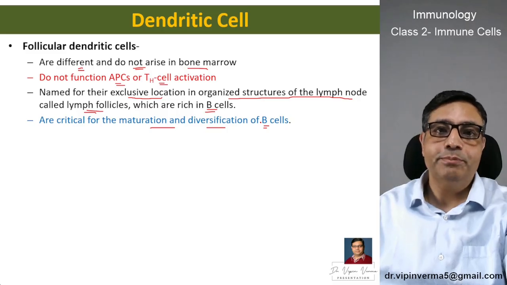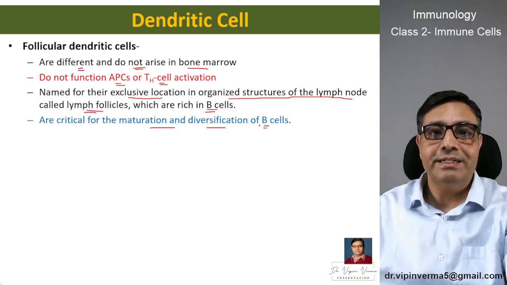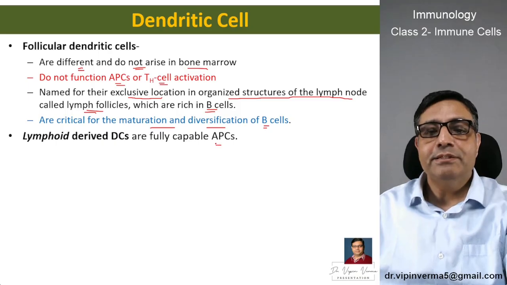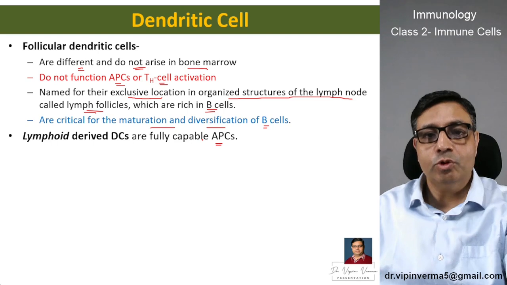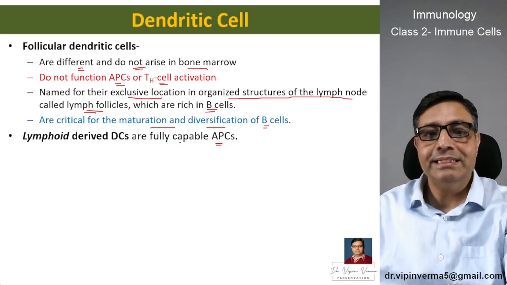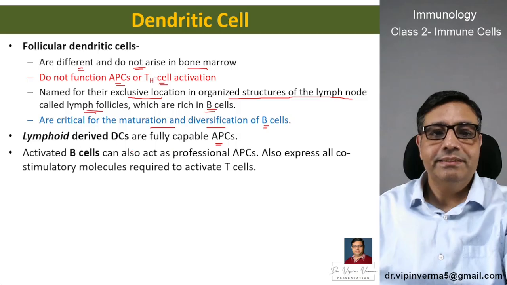So that is the difference between the dendritic cells and the follicular dendritic cells. Then lymphoid derived dendritic cells are fully capable as antigen presenting cells. So in the lymphoid side also, you saw that we have the myeloid branch, and then we have the lymphoid branch also, we have the dendritic cells. They are also fully capable of the antigen presenting cells.